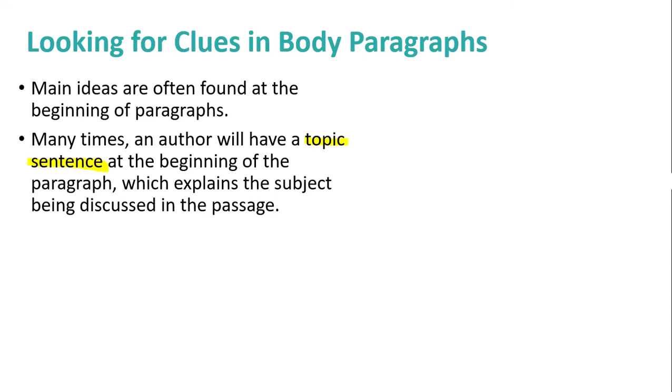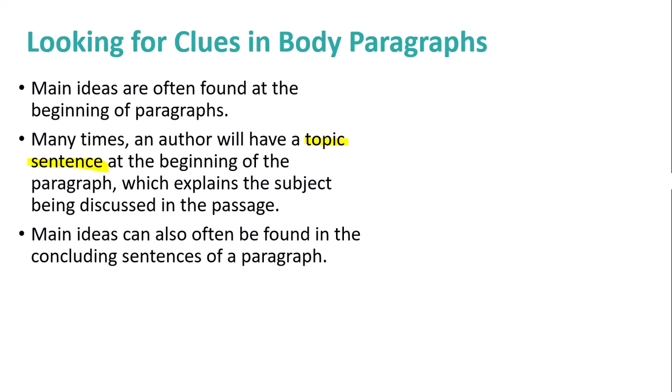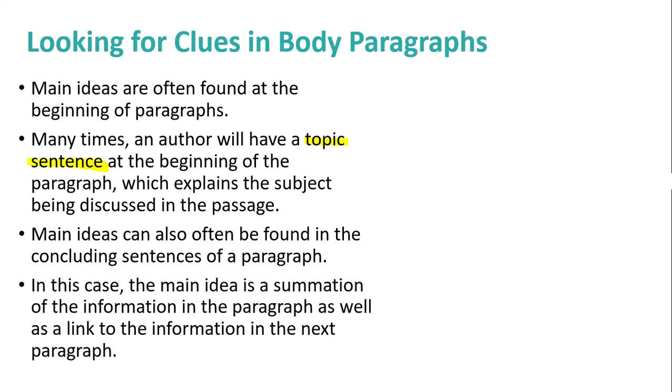At any rate, at the beginning of the paragraph, a topic sentence is the controlling idea which shows or explains the subject discussed in the passage. Sometimes this topic sentence will be at the end, but a lot of times it'll be at the beginning. Main ideas can also be found in the concluding sentences of the paragraph. Sometimes an author will have a transition in the final sentence, but other times they'll have a concluding sentence which basically sums up or wraps up the information, and then they'll link to the next paragraph in their essay.